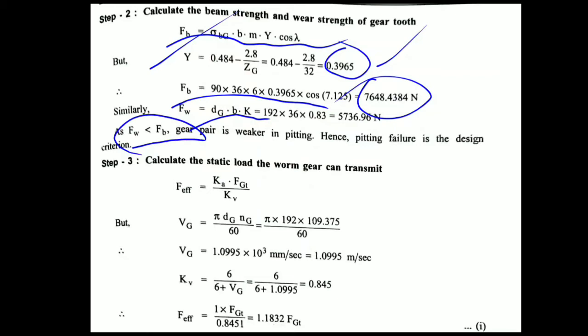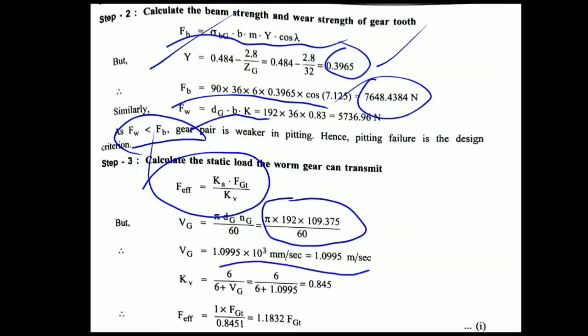Next step, step number 3, effective load. We can calculate K into FGT by KV. So VG, why required? Pitch line velocity to calculate velocity. So VG is equal to pi dg ng by 60. So one by one we have added dg 192, ng 109. So through that VG is equal to 1.09 meter per second. VG, pitch line velocity of gear. Therefore KV value 6 by 6 plus V, it gives 0.845.